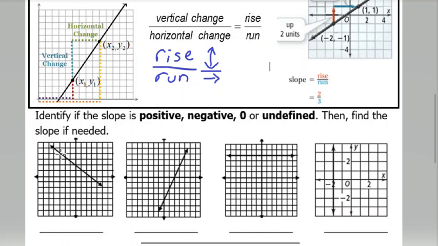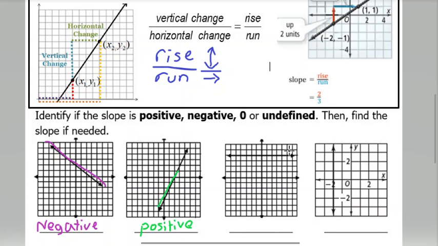So if I was reading this from left to right, I see this is going downhill. It's pointing down from left to right. So when it goes down from left to right, that's called a negative slope. My next example, if I look from left to right, I see that it's going up. So if it's going uphill, that's called a positive slope.